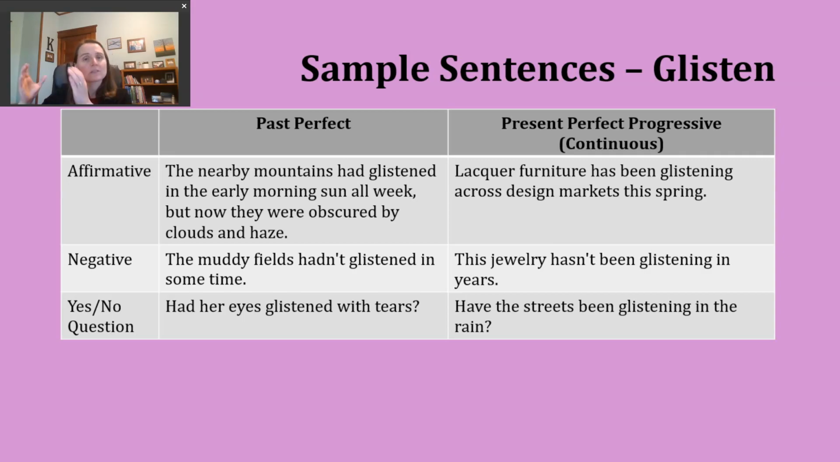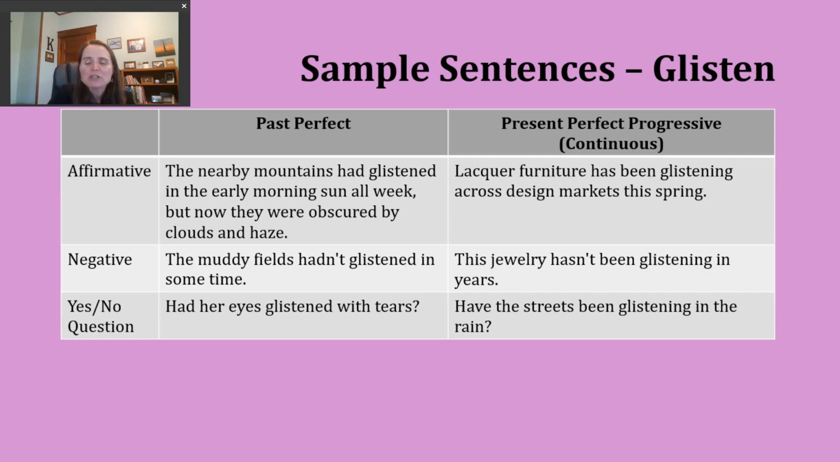Now, let's take a look at an example of a yes or no question in the past perfect. To do this, start with had, then you're going to have your subject and then the participle form of the verb. Here's another example. Had her eyes glistened with tears? Okay, maybe we're wanting to know if that occurred before some other action in the past.